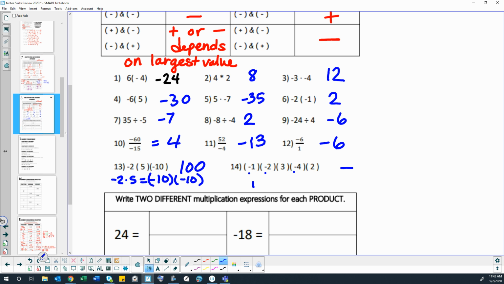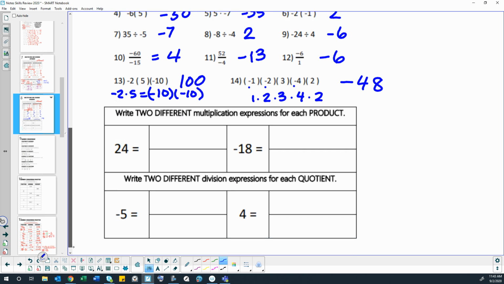So we have 1 and 2 is 2, times 3 is 6, times 4 is 12. Wait, where did I mess up? So 1 times 2 is 2, 2 times 3 is 6, 6 times 4 is 12, right? No, 6 times 4 is 24. I think my math was wrong somewhere. 24 times 2 is 48. So the answer is negative 48. Makes sense? But see how I just kind of counted the negatives first? So I knew the answer was going to be negative, and then I could just go with the numbers.